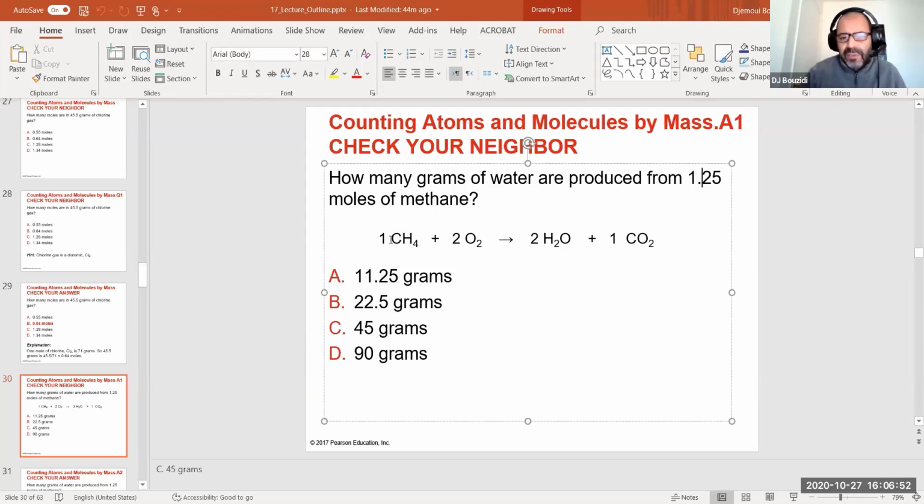So if 1 mole gives me 2, then 1.25 should give me 2 times 1.25, which is 2.5 moles of water. So 2.5 moles times 18: 2 times 18 is 36, plus half of 18, which is 9. That should give me 45 grams. Does this make sense in terms of a calculation? Because it's going to bring me to the second question of the day. Does this make sense?